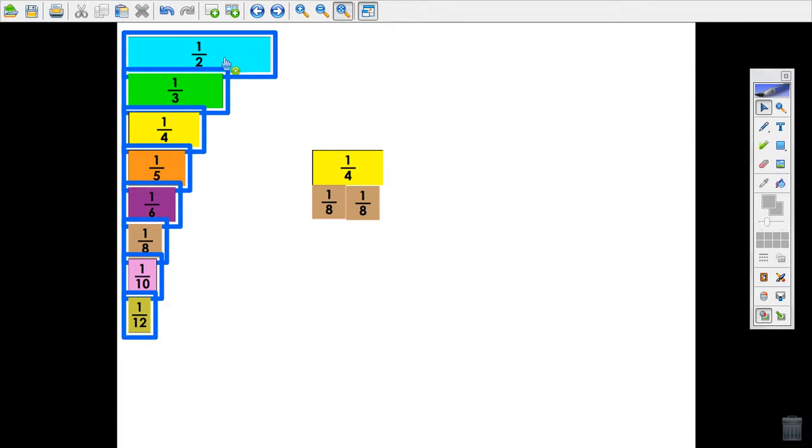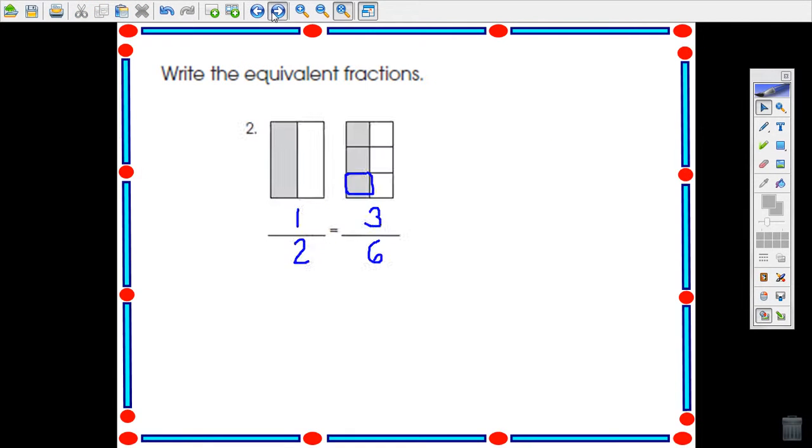Let me prove real fast that 1/2 is equal to 3/6. Here's 1/6, 2/6, 3/6. You see how 3/6 are equal to 1/2. They're equivalent.